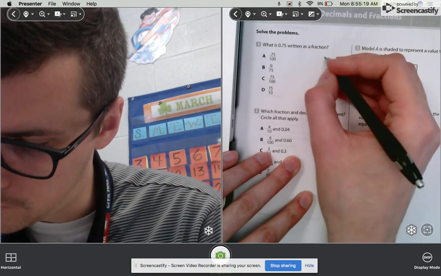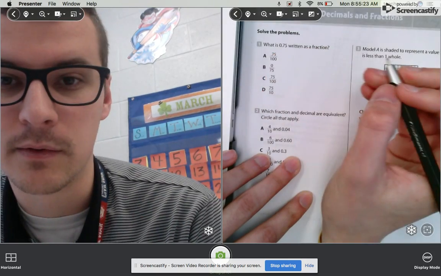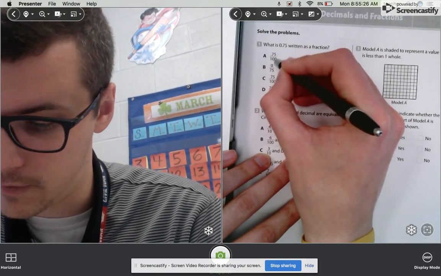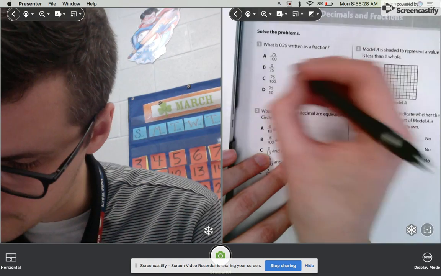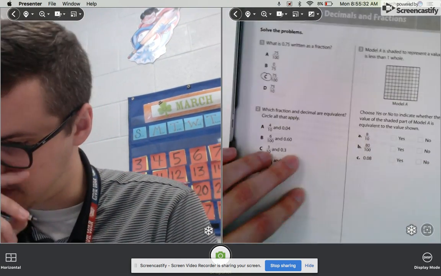What is 75 hundredths as a fraction? Okay, they're trying to trick you here. Look how they put the decimal. We never have a decimal over a fraction there. 75 over 100 would be my answer there. 2 places, so 75 over 100.